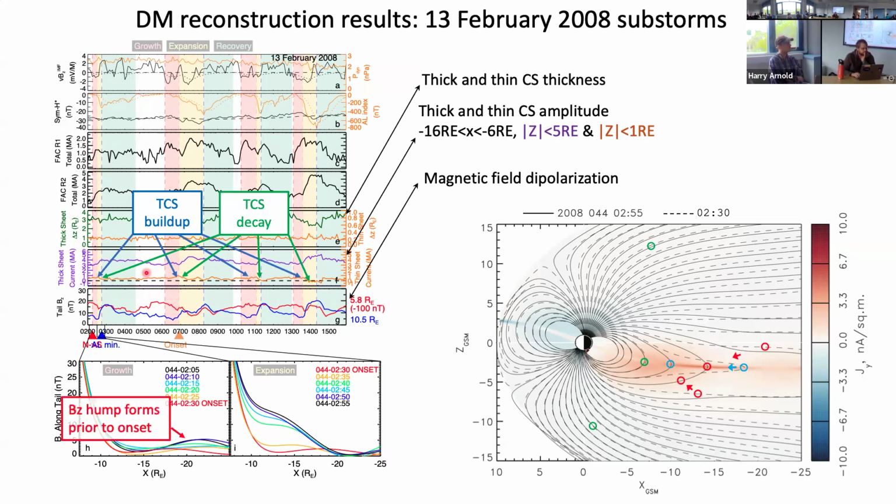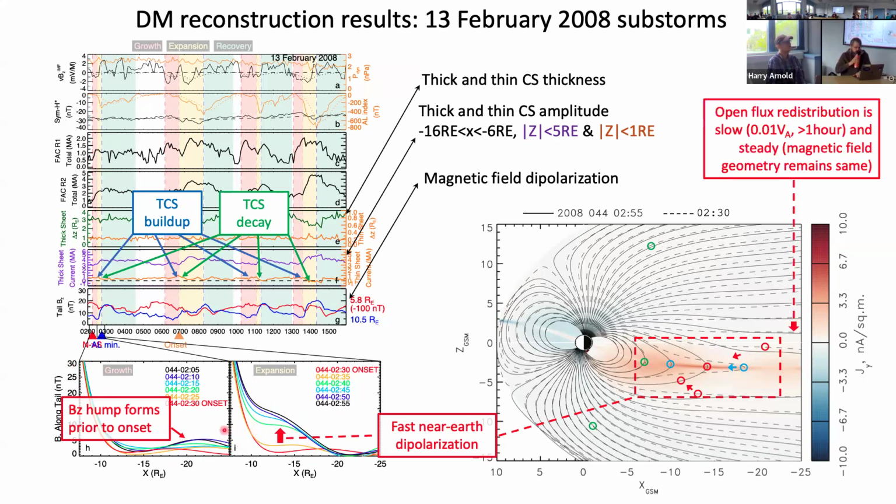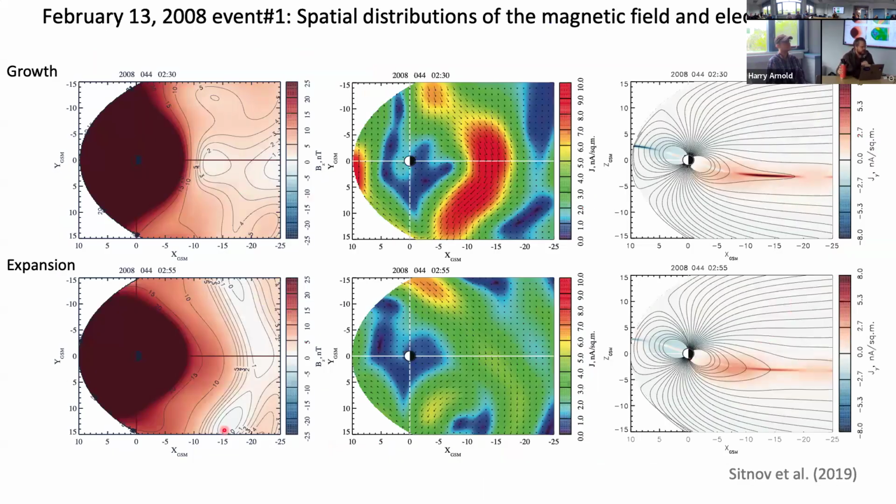But I also want to point out here that what they often see is a BZ hump, which is basically if you take a profile of BZ along the tail, you often see prior to onset a hump, and a local BZ maximum is somewhere in the tail. But then after onset, you get this dipolarization, this flux transfer from further out in the tail closer in, which is what you would expect. And I'll talk more about this BZ hump in the future.